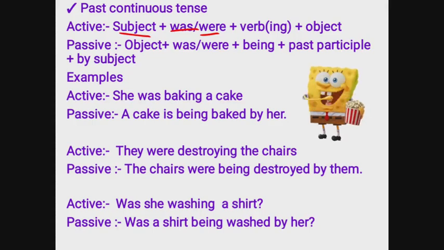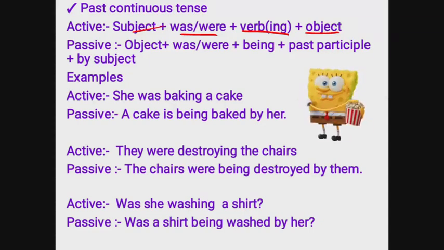The past tense of the auxiliary verb is. Past tense of is what? Was. And past tense of are is were. So if it's a singular subject, we use was. If it's a plural, we use what? Were. So the structure is the subject plus was or were. If it's was, it's for a single subject, if it's were, it's for a plural subject. Then since it's continuous, we use the verb with what? With an ing, then plus the object. That is the structure for the active voice.